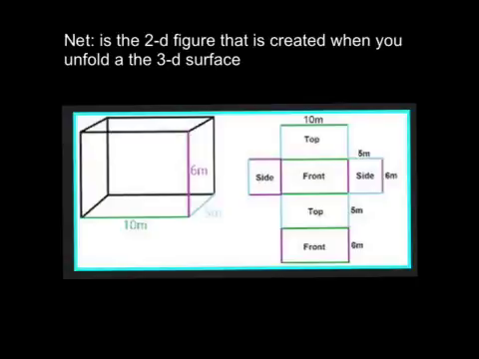A net is a 2-dimensional figure that is created when you unfold your 3-dimensional surface. So as shown here below, you have a 3-dimensional surface that has been taken apart or unfolded to create a net. For this example, we're going to draw the net of the 3D surface to the right here. So to start with, I'm actually going to draw the bottom view of the 3D surface.